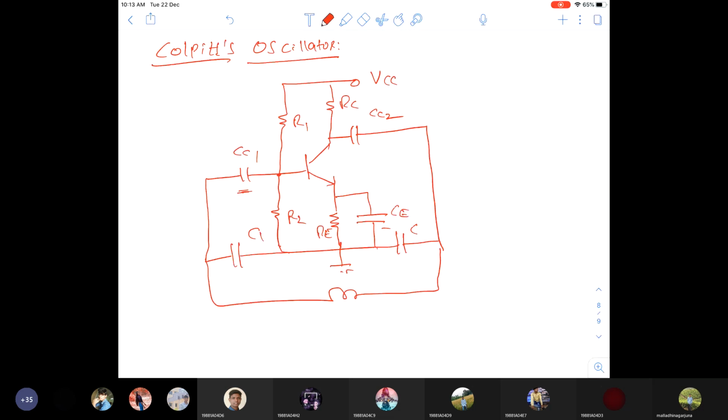C1, C2, L, where Z1 is equal to 1 by j omega C1, Z2 is equal to 1 by j omega C2, Z3 is equal to j omega L. Only one inductance is there, so there is no mutual inductance, only inductance. Okay, so note down.